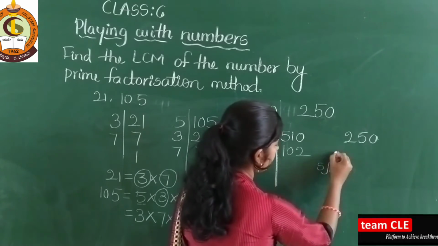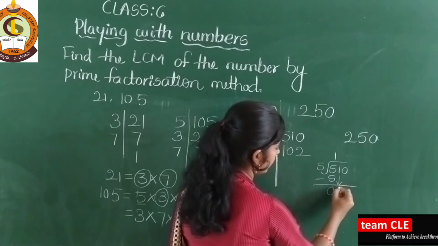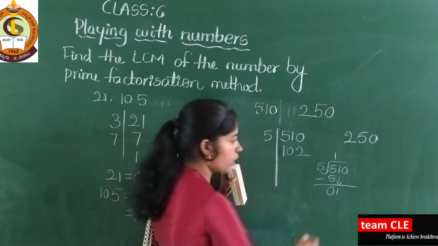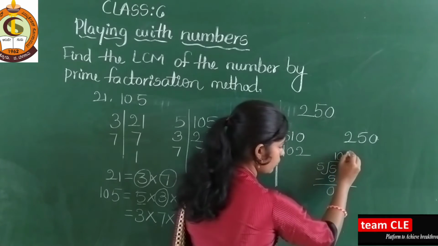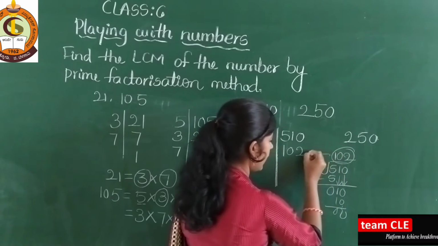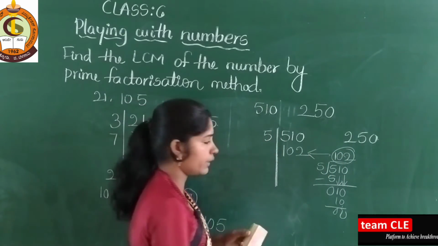Here you take 5 ones are 5, 5 minus 5 is 0. Again you take 1 down, but in 5 the table of 1 is not there, so you give 0 and take this 0 down. So 5 twos are 10, so here 102 and I wrote it here. Okay, how I wrote 102, I hope you understood.